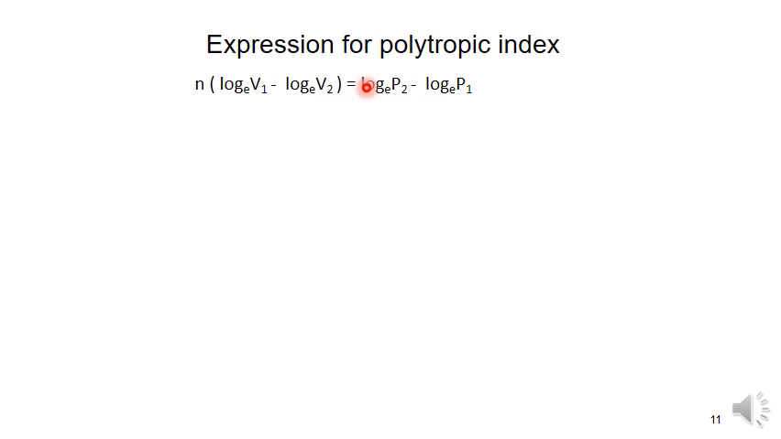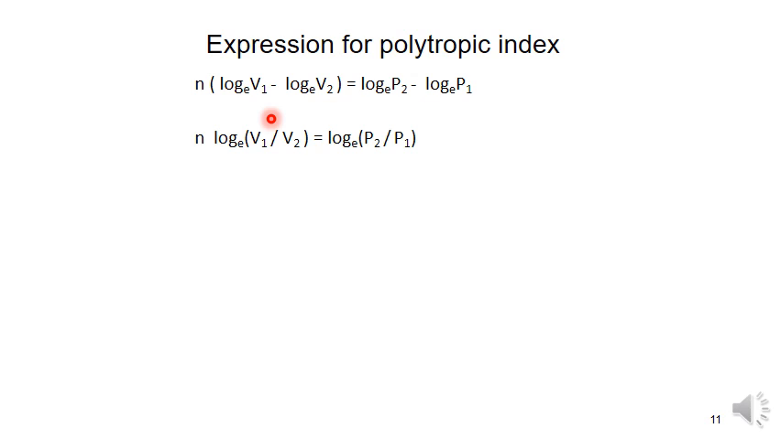I am bringing the pressure on one side and the volume on the other side. In the volume terms we have n, so I am taking n as common, because we want the polytropic index value n. Then bring this term, log_e V1 minus log V2, to the other side, where it comes into the denominator. And we know one more formula, that is log A minus log B is equal to log A by B.